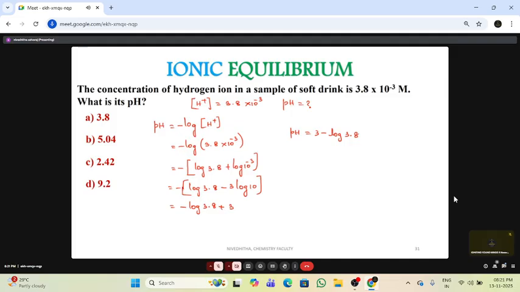So here itself we can screen the answer, right? Definitely pH will be less than 3. So what will be the answer? 2.42, ma'am. Very good, 2.42. Also, we can calculate the pH exactly also, no issues.